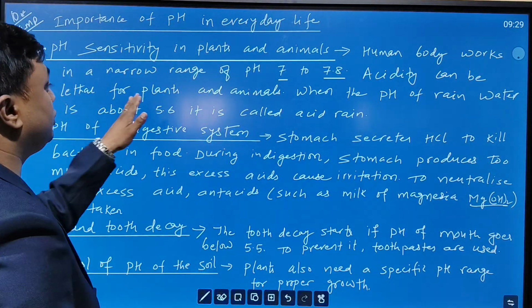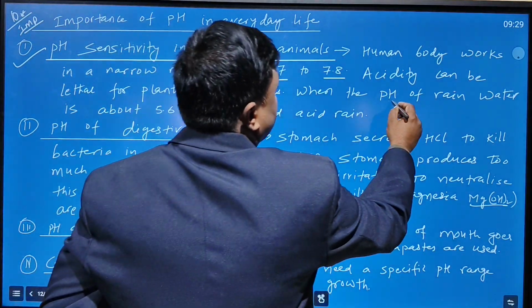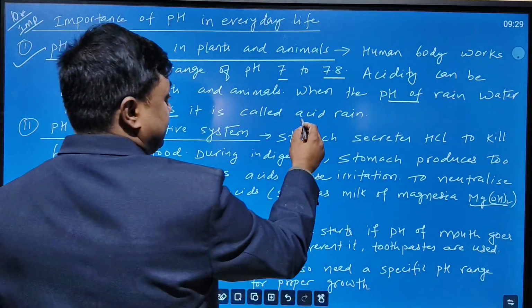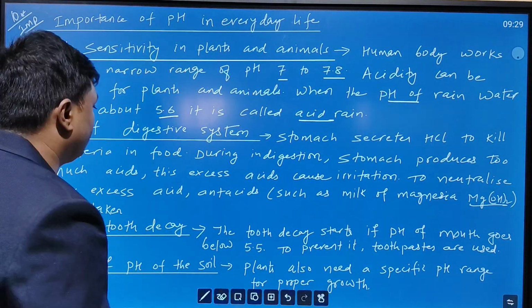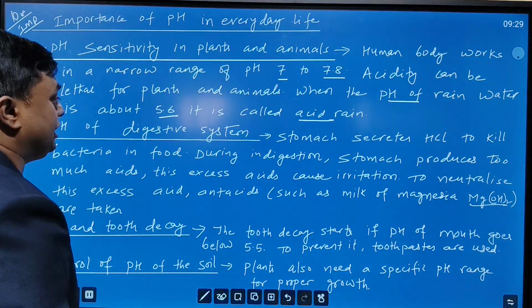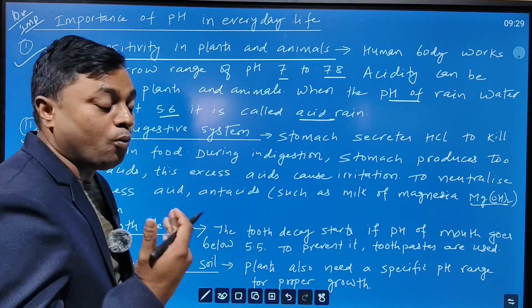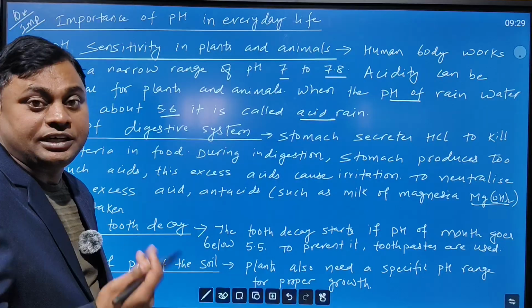Acidity can be lethal for plants and animals. When the pH of the rainwater is about 5.6, it is also called acid rain. This question may be asked as an MCQ. Next, pH of the digestive system. Yes, the stomach secretes water and HCl, hydrochloric acid. What will it do? It will kill the germs present in the food items.